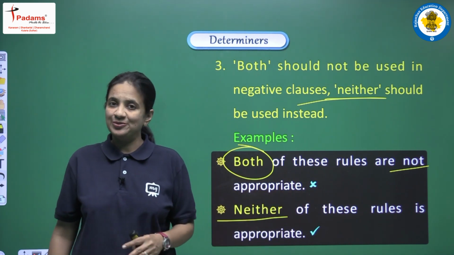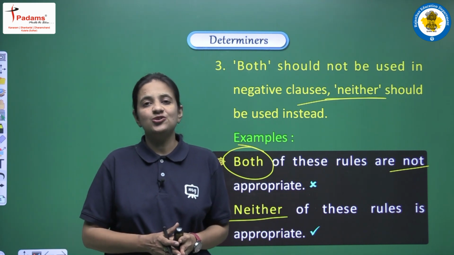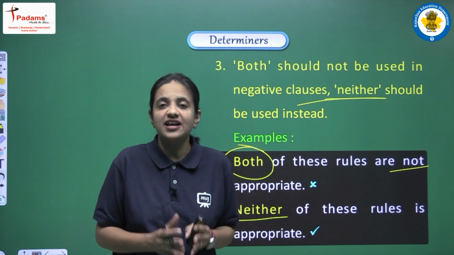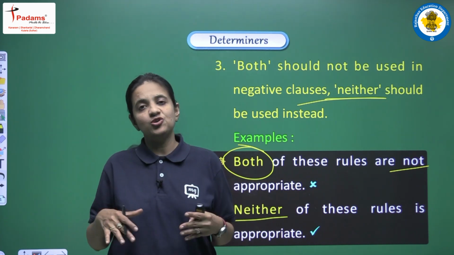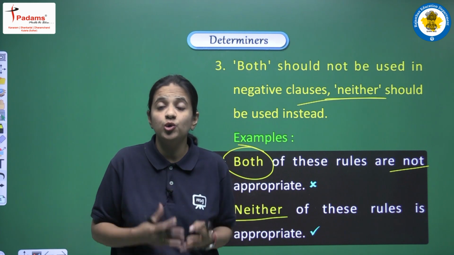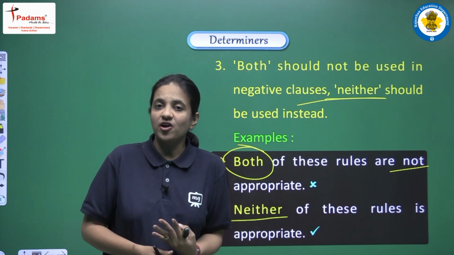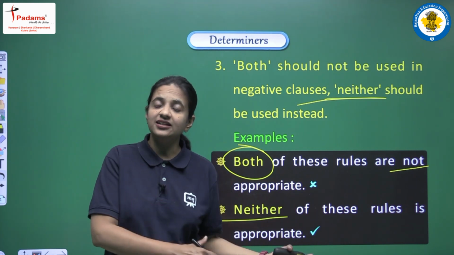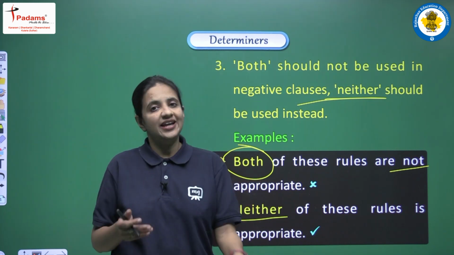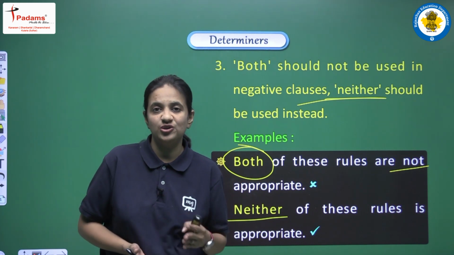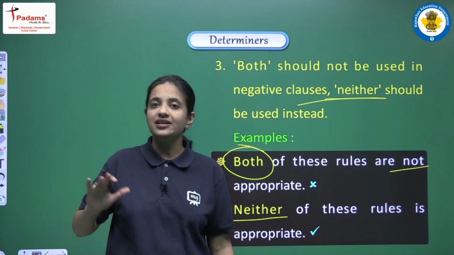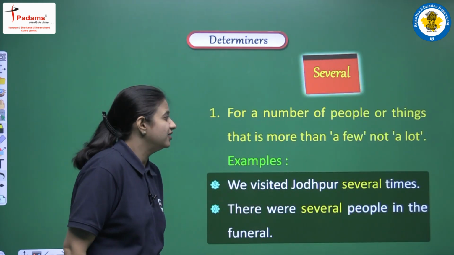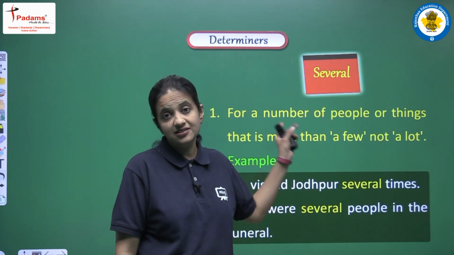Right? So I'm repeating one more thing, both is used to refer to two things, and it emphasizes that both the things, or we can say both the people, are included. And one more important thing is that in a negative sentence, in the place of both, neither is a more appropriate option. In the place of both, we should use neither if we are having a negative sentence. Clear?